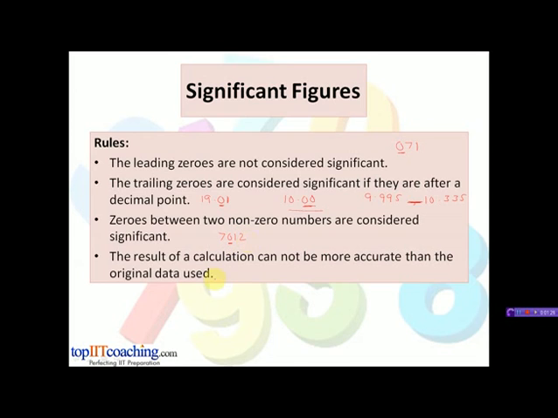The result of a calculation cannot be more accurate than the original data used. Suppose we perform some calculation using three numbers. One is 10.01, another is 10.225, and the third number is 10.3436. Now in this case, if we obtain a result, it should not have more than two significant numbers after the decimal point. The rest of the numbers will be rounded off or truncated. We'll discuss rounding off and truncating in more detail later in this chapter.